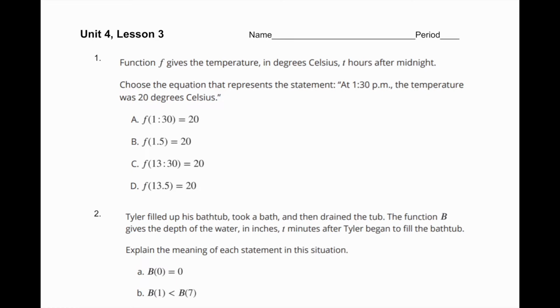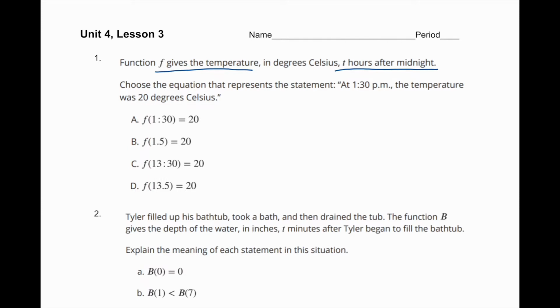This unit is about functions, so this first question is asking us about a function giving temperature. Function f gives the temperature in degrees Celsius t hours after midnight. We want to choose the equation that represents the statement: at 1:30 p.m. the temperature was 20 degrees Celsius. We have to be careful of our units here. T is not whatever time it is, it's how many hours after midnight. And f is the function that gives our temperature. F is our function, which is great because we have all of these showing f.